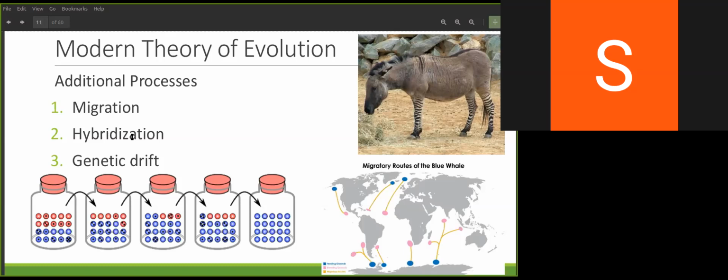The other one is genetic drift. For that one, I have this example here in my presentation: these little jars with pebbles in them. We have the red ones and the blue ones with two or one dots. What is happening is that every time a species reproduces, it is at random.